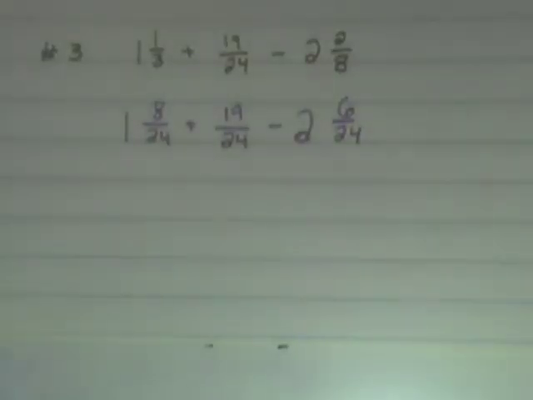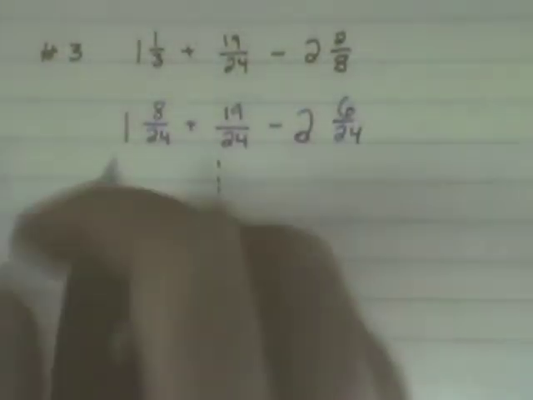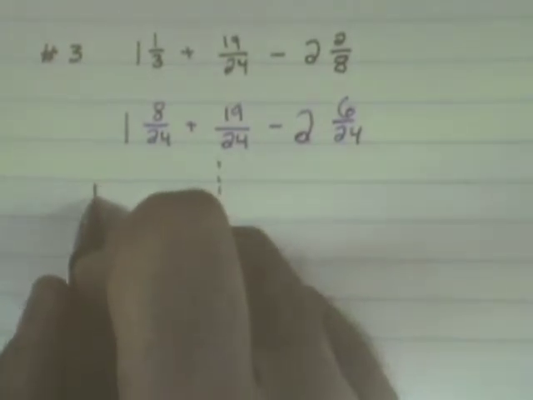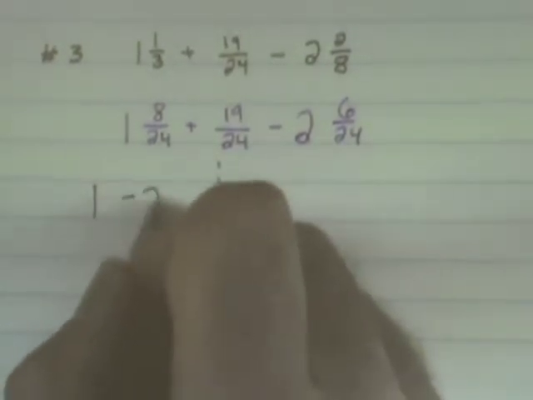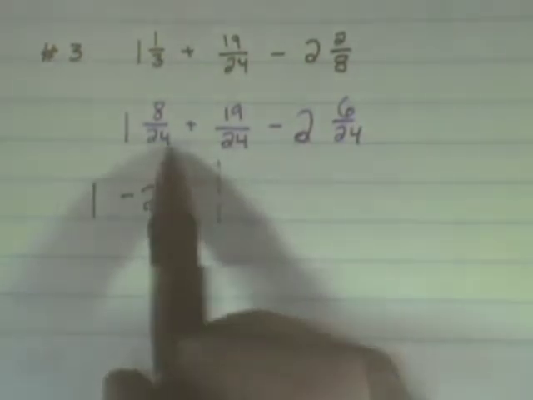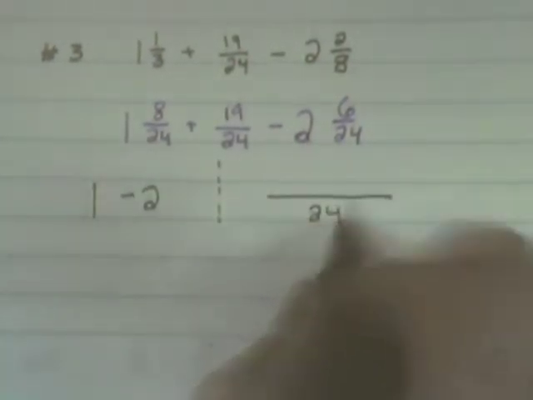Next, I like to split my whole numbers and my fractions. And so I'll put my whole numbers over here. I go 1 and negative 2. Now I notice that all my fractions have a common denominator of 24. And so I'll write that over here.